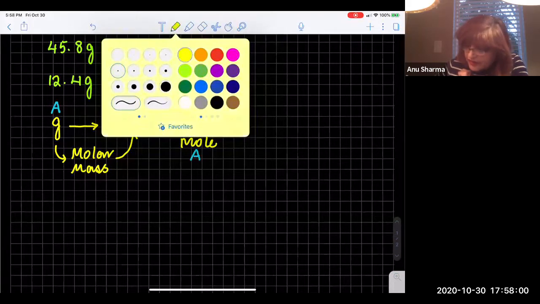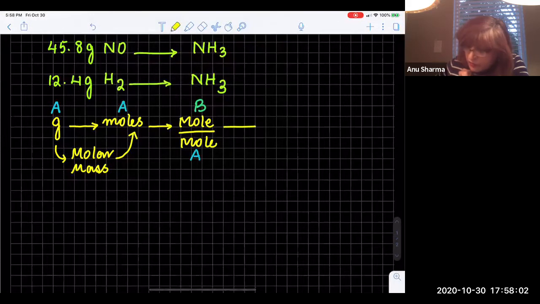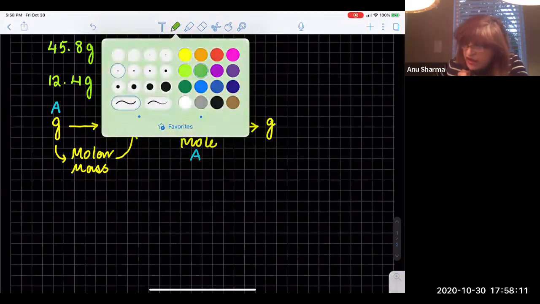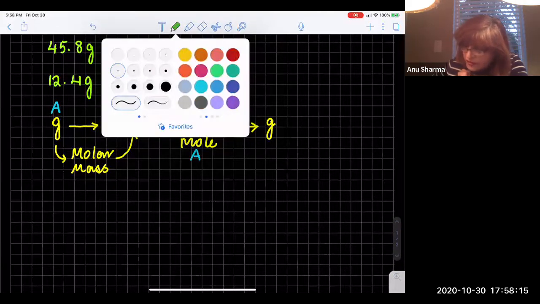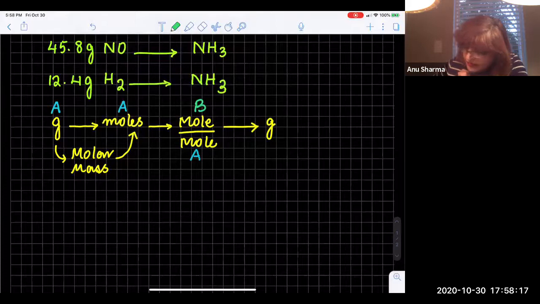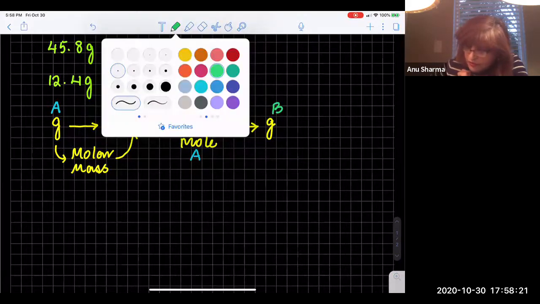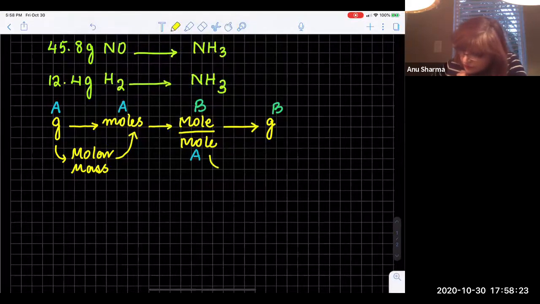And then comes the next step. Once you get the moles of B, you're going to convert them to the grams of B. And how are you going to do that? You're going to use the molar mass of B. So this gives you the grams of B, and here this goes through the molar mass of B. Okay, so this is the molar mass of B, and that's going to give you the grams.